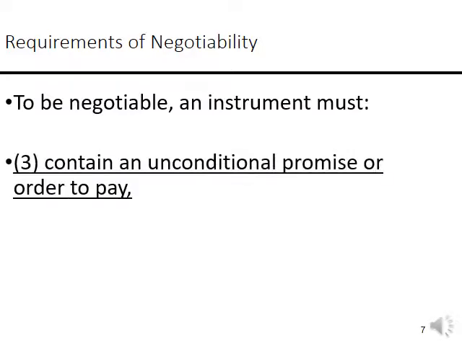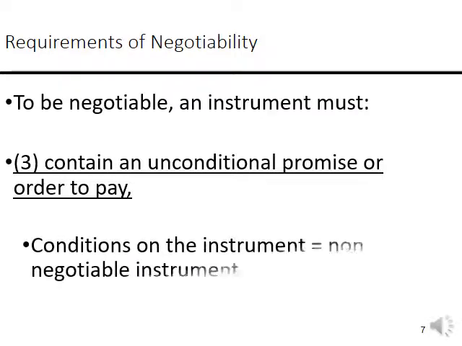So again, you also have to have it in writing, and it has to be signed. There cannot be a condition on payment, so it must be an unconditional promise or order to pay. An example of a condition would be if the instrument said, I promise to pay a party if I get a raise. That's a condition. If you have a condition, it means that it's not negotiable.